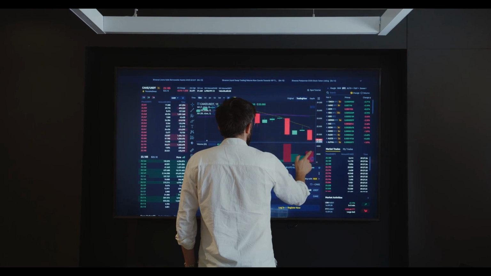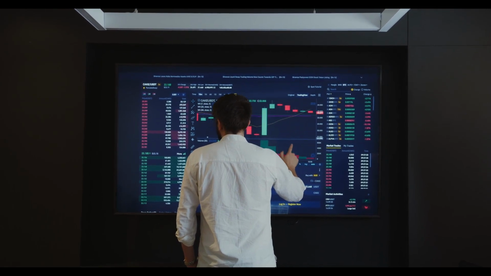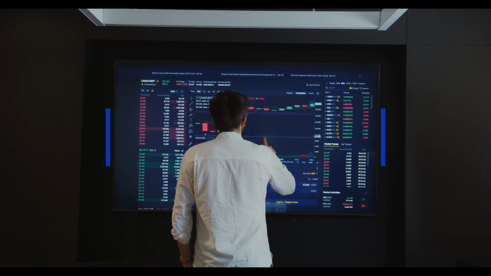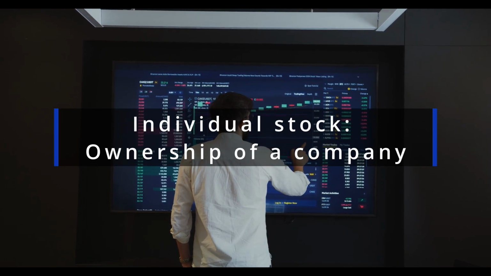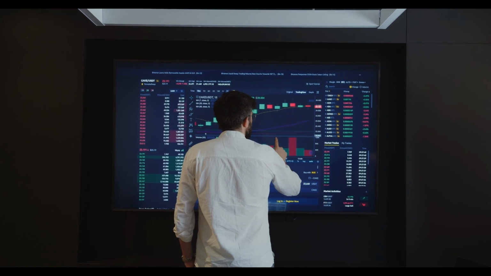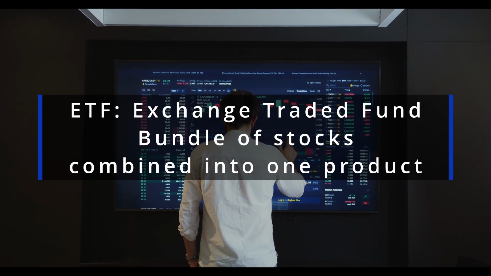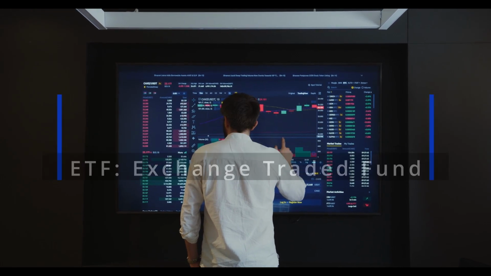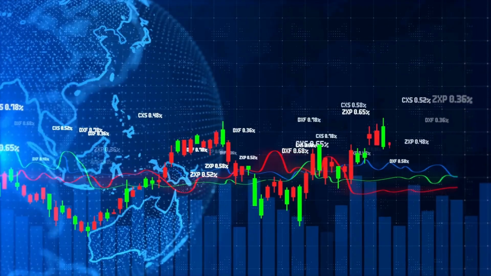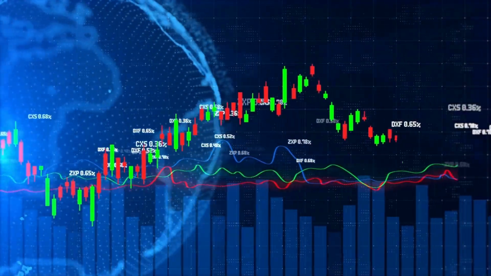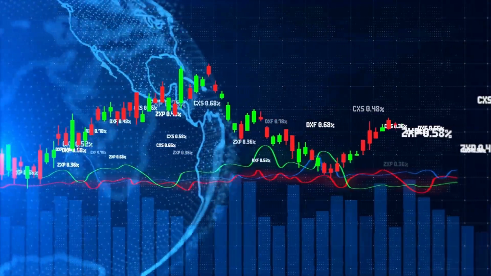There are two types of investments on the stock market that I want to highlight. They are individual stocks and ETFs. Owning an individual stock means that you own one company, like Apple or Microsoft. Owning an ETF, which is short for Exchange Traded Fund, is a bundle of stocks that are combined into one product. So instead of buying one stock, you buy the whole bundle at once. Doing this will automatically make you diversify and spread your risk.